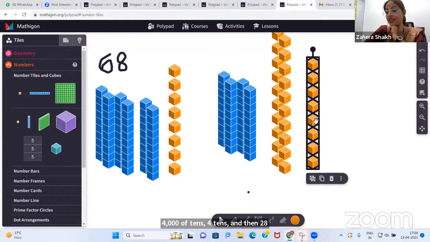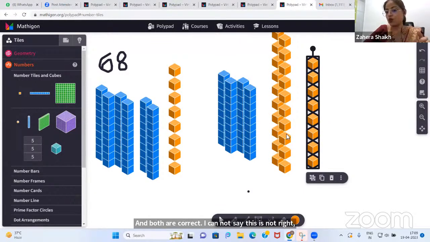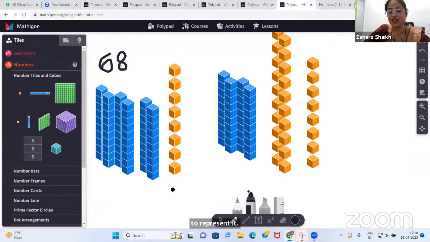So the child is able to see or visualize that number in two different combinations, right? And both are correct. I cannot say this is not right, but be very careful. The very next day, the child will have a question: ma'am, how do I represent it? If I'm writing here, just see the question from the child's side, that if I'm writing this is 6 tens and this is 8, so this is nothing but 68.